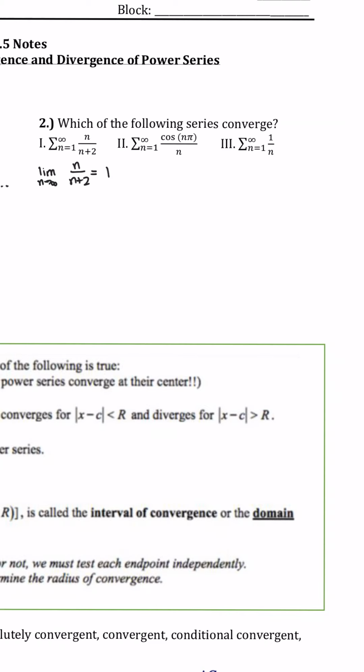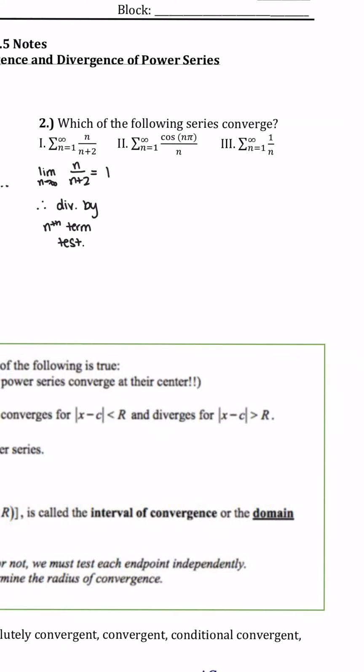Recall the nth term test said, if I take the limit as n approaches infinity of a sub n for the series, and I do not get a 0, that would mean that the series is going to diverge. So then let's look at problem 2. I'm actually going to skip it. I see that cosine of n pi, and I'm just going to move right on to number 3 because it looks really easy. So let's take care of that one.